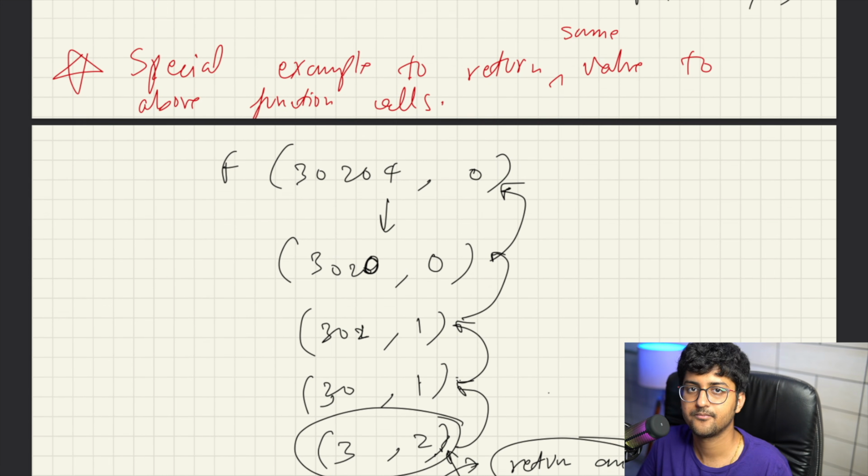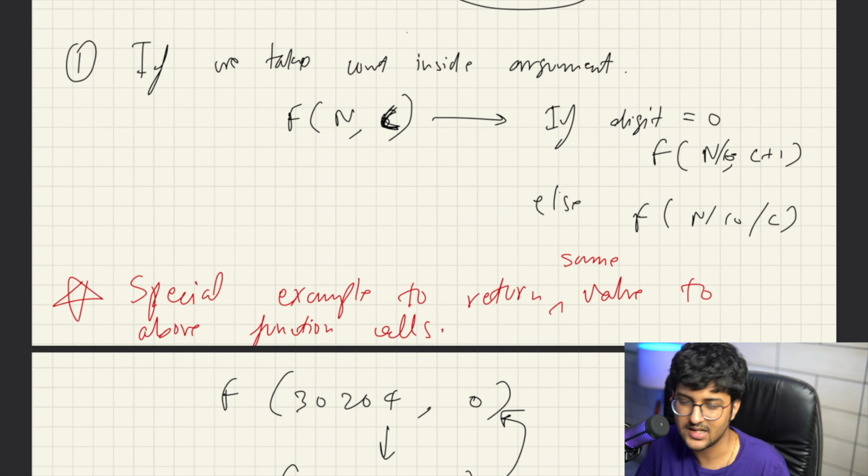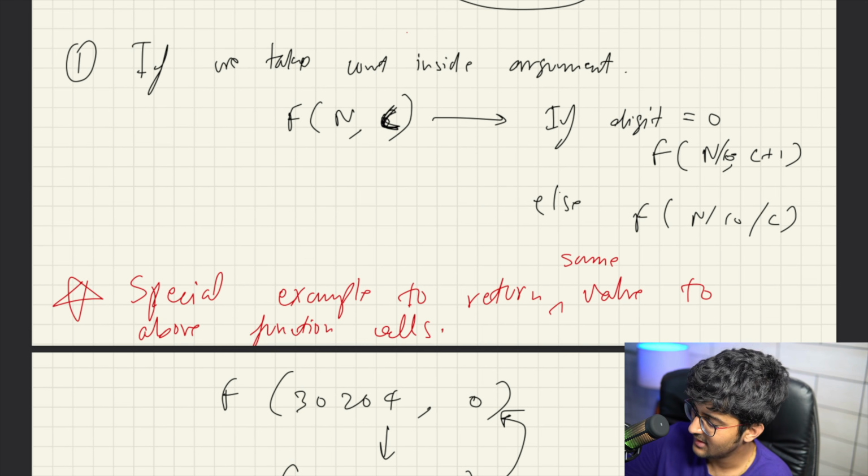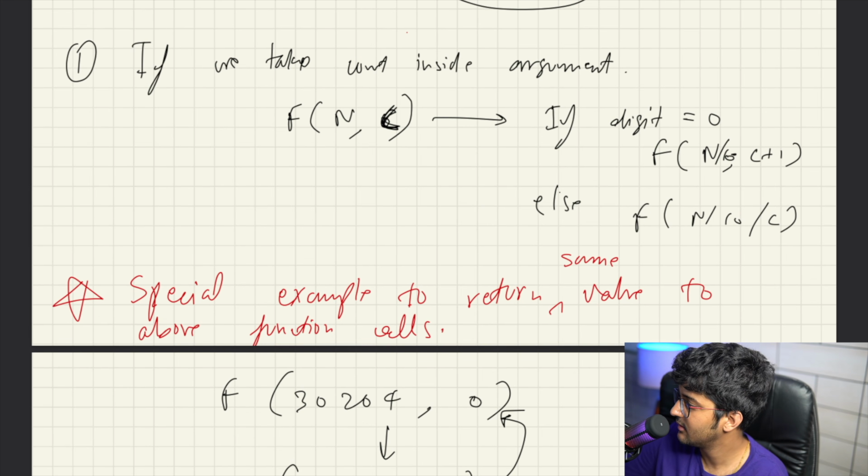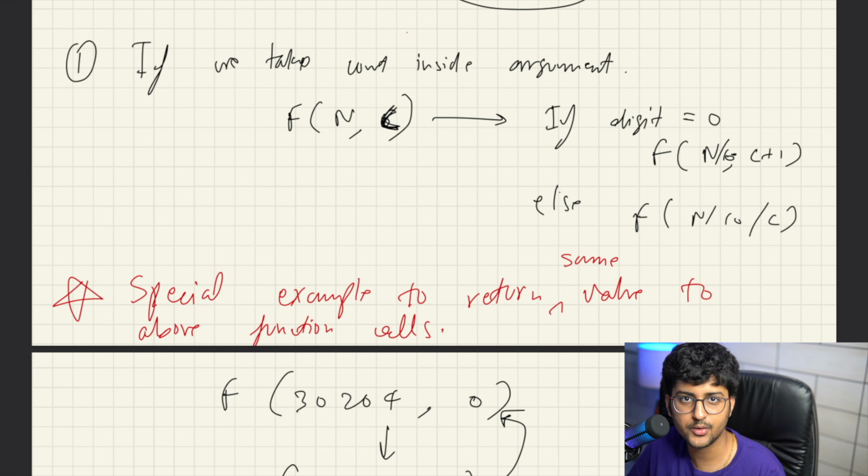That's it. You can also do it without this, taking an outside variable. You can do that as well. It's very simple. Just take an outside variable like we did with the previous example. And yeah, that's it. Let's move on to the next question.